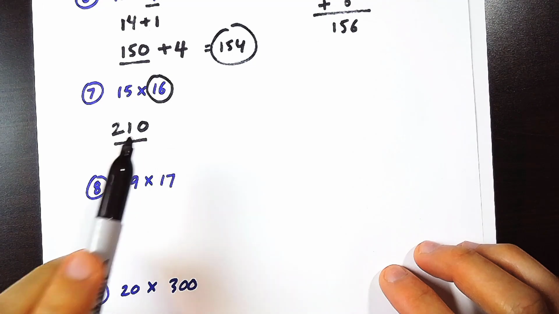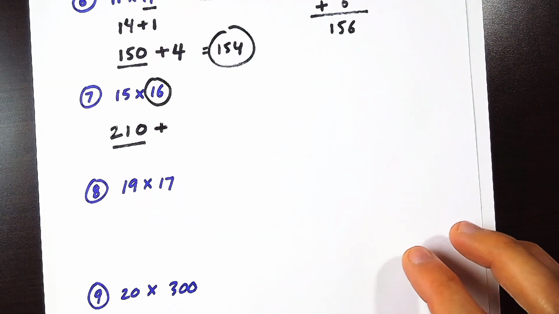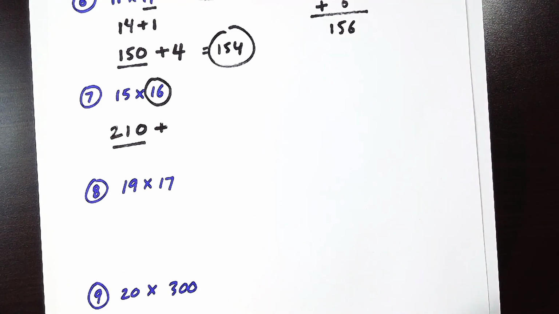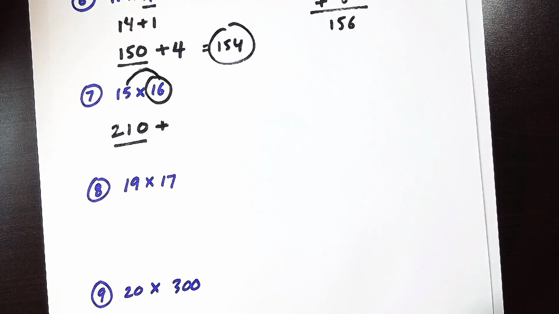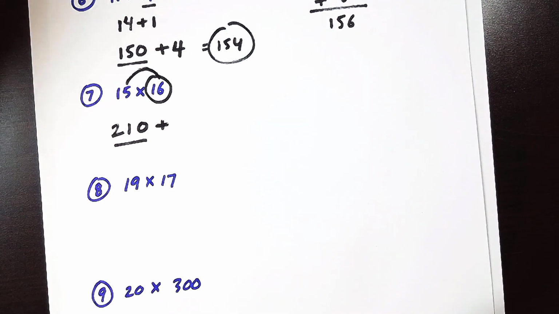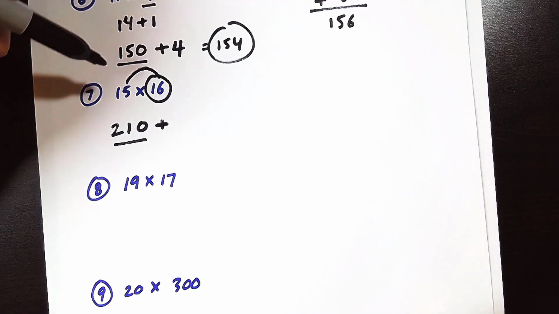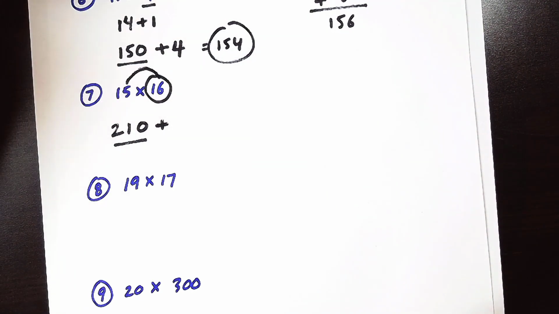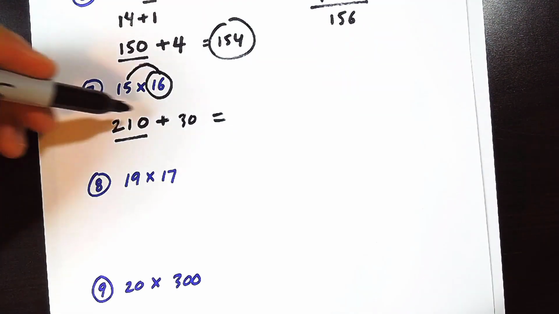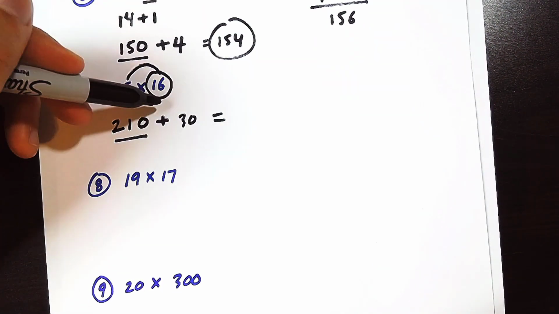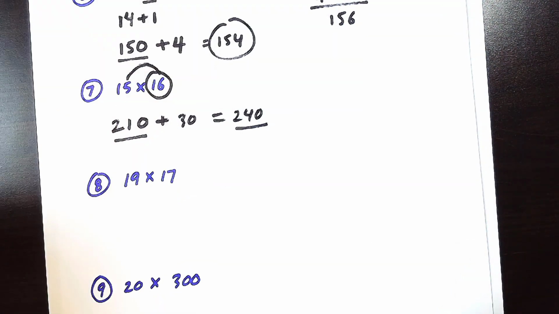So 210 plus what? This is a challenge. You might even want to try closing your eyes and practicing this. 210 plus the last digit multiplied by the last digit. 5 times 6, and this only works if you memorize your times tables, at least up to 10 times 10. 5 times 6 is going to be 30. So in your head, 210 plus 30 is going to be 240. And that's the final answer.